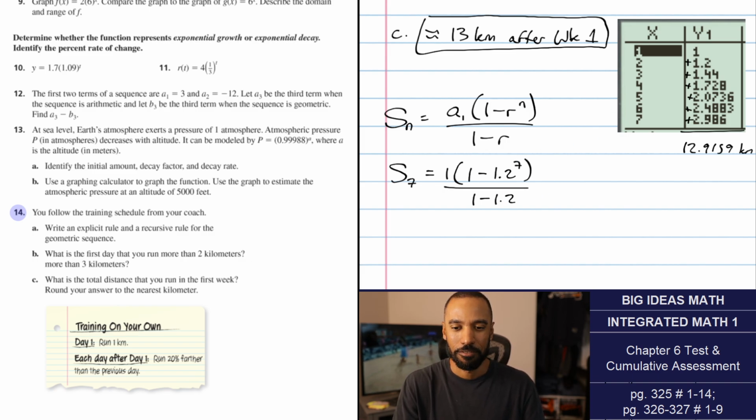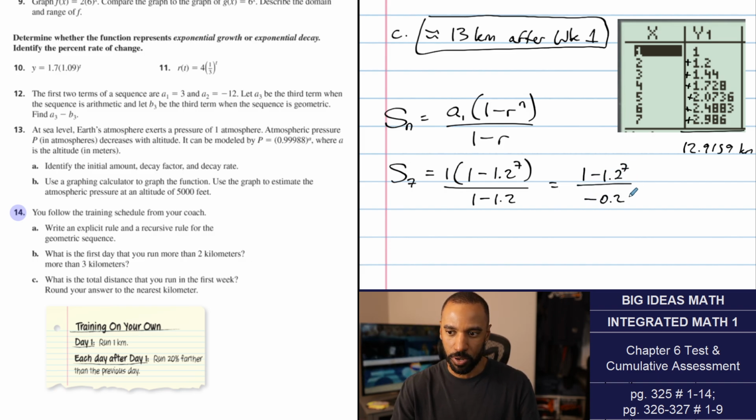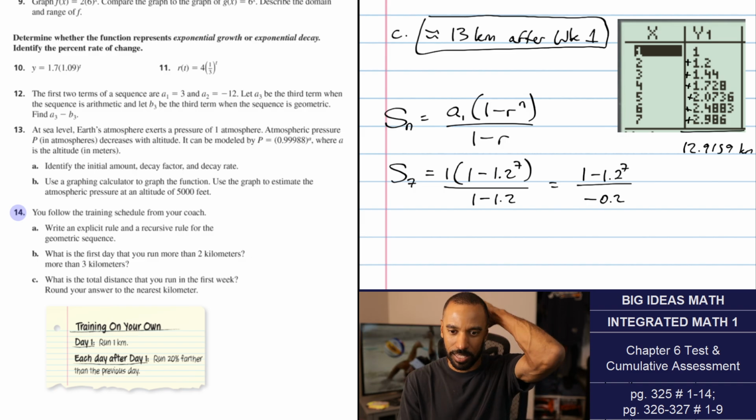Crazy looking, right? If I go to the calculator for that one, well, let's clean some things up, actually. 1 on the outside is doing nothing. This is 1 minus 1.2 to the 7th power still. I'll leave that up there. And this is divided by negative 0.2, right? So let's try that in the calculator. We'll do 1 minus 1.2 to the 7th power, all divided by negative 0.2, like that.